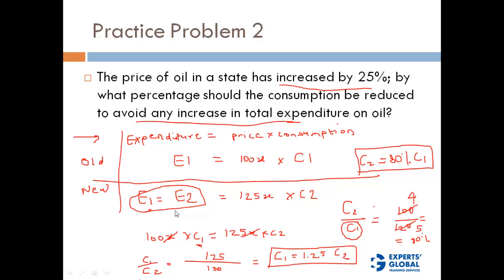Right? So quickly recap. We know that the expenditure is going to be the same. So we equate both these, E1 and E2. E1 is 100x into C1 and E2 is 125x into C2. So we'll find out what ratio we need. Earlier we found out C1 by C2, but then that doesn't give us the answer. So we found out C2 by C1. And why do we do that? Why C2 by C1? Why doesn't C1 by C2 give us the answer? Because we always look for new quantity divided by old quantity. So new quantity is C2, old quantity is C1. So we look for C2 by C1. So C2 by C1 is 0.8, which is 80%. So that means C2 is equal to 80% of C1.